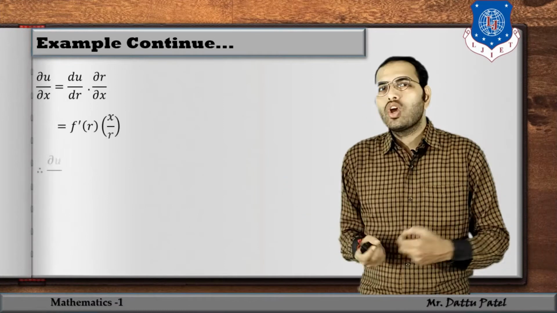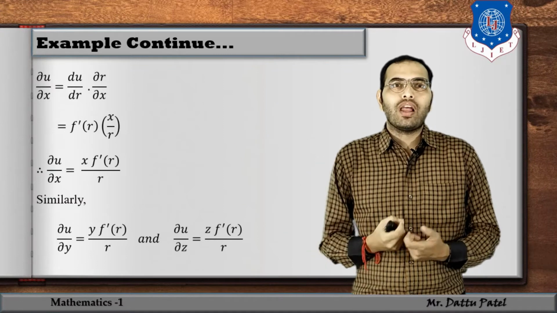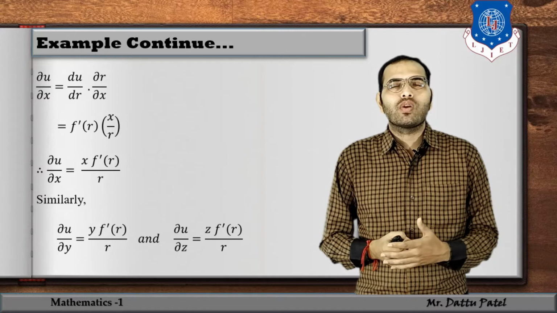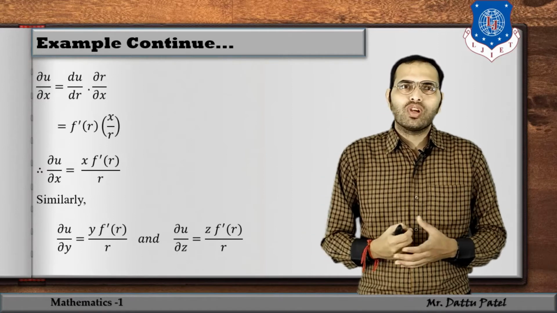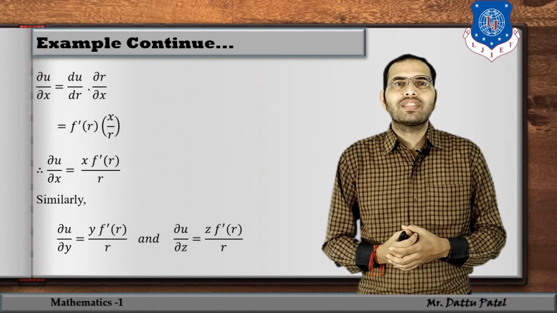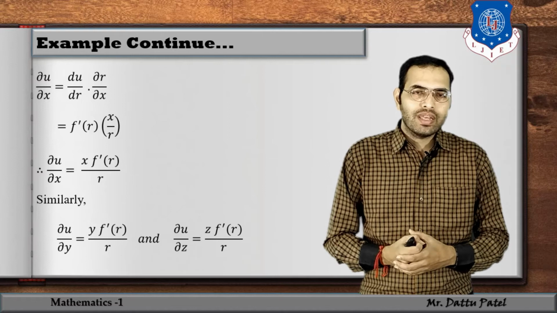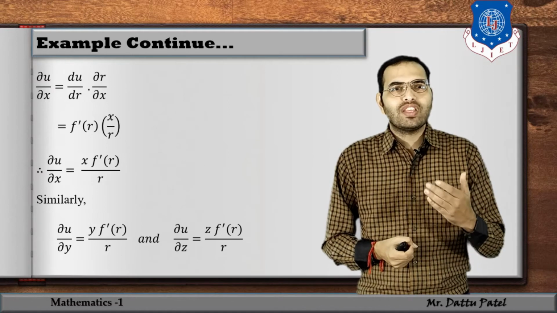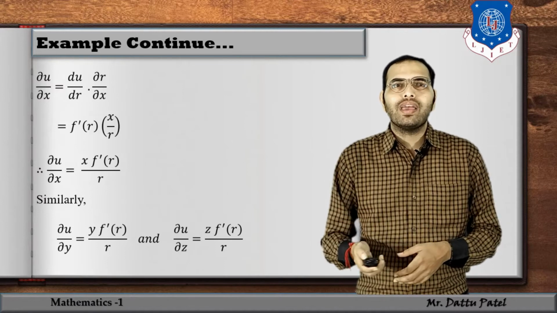Now we go for the first derivative, ∂u/∂x. Here u is a function of r and r is a function of x. According to the chain rule we can write ∂u/∂x = du/dr × ∂r/∂x. Substituting ∂r/∂x = x/r, ∂u/∂x = x f'(r)/r. Similarly we can find ∂u/∂y = y f'(r)/r and ∂u/∂z = z f'(r)/r.